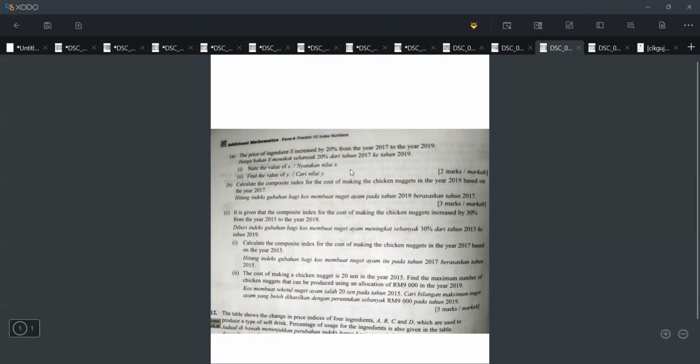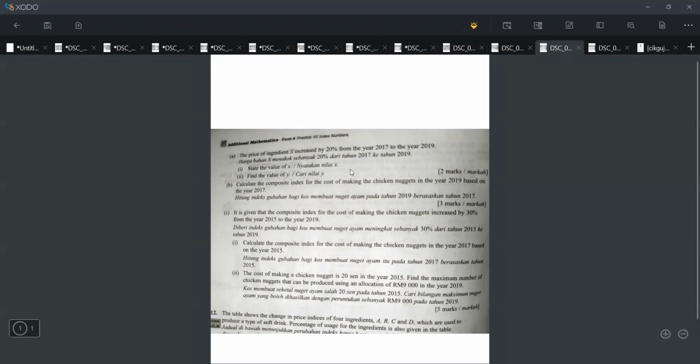For C number one, they ask for a composite index. So you will use the smiley face and you will get 103.41. Yes, correct. And then C number 2, they ask for cost. So you will use the first formula, definitely. But after you use the first formula, you have to take the 9,000 and divide by the price, because they say find the maximum number of chicken nuggets.